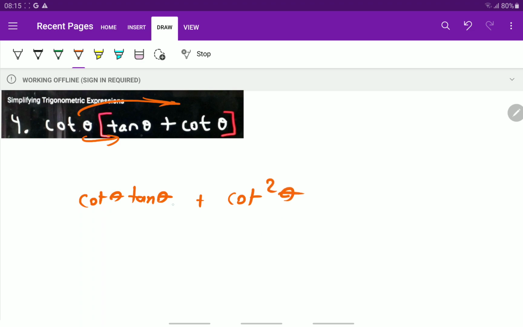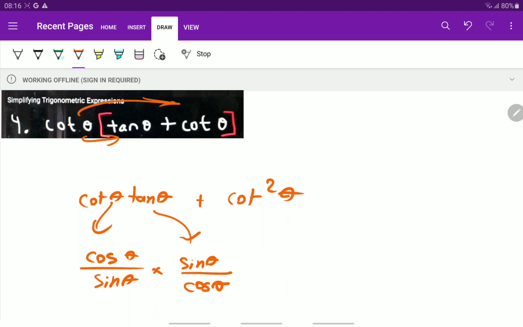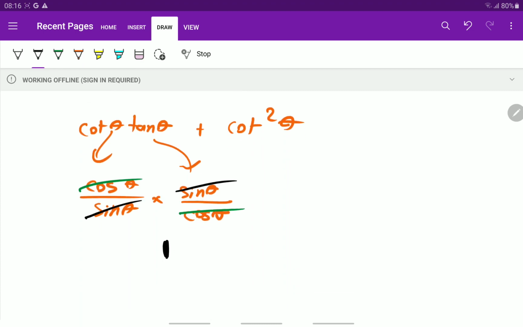Now, cot theta into tan theta, we can expand the cot theta as 1 over tan theta, or cos theta over sine theta, multiplied by sine theta over cos theta, because that's tan. So that's tan, that's cos. Now here we can cross out these and we can cross out these and there will just be 1. So it's 1 plus cot squared theta.